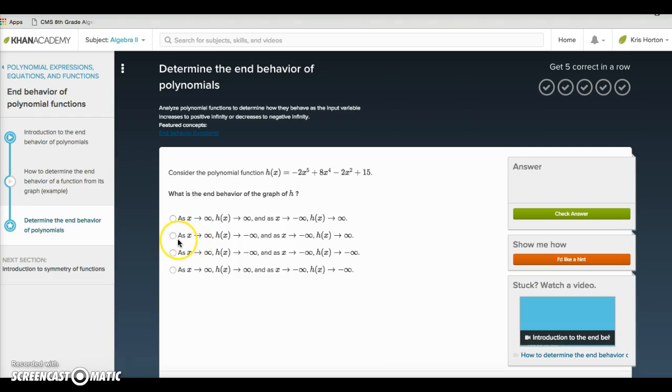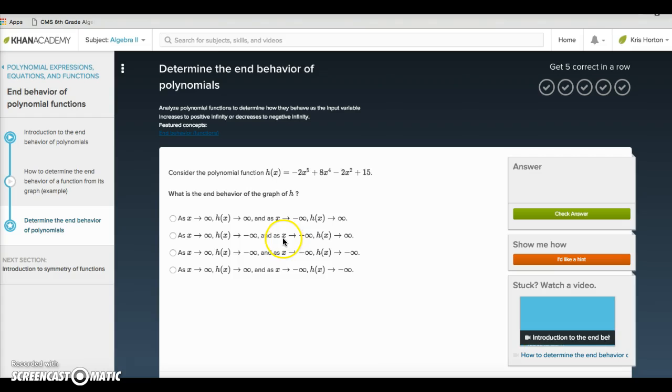So let's look at the next choice. As x goes off to infinity, so as x gets bigger, h of x, our output, gets smaller, heads off to negative infinity. So that's a possibility. Our behavior should be up and then down. So this indicates that the graph is going down on the right-hand side.